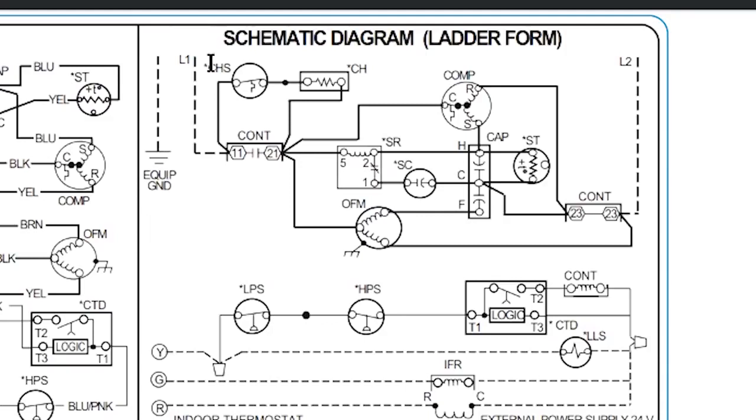That's what an equipment ground is going to look like. And so now let's go through the circuit. So we've got L1. We wired this in. We have a compressor contact here, and you can see it's not connected to the rest of the contactor that it goes with. It's just sort of out here all by itself.